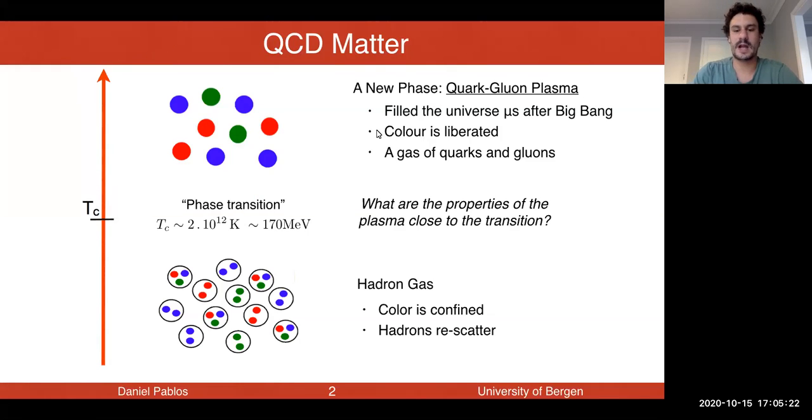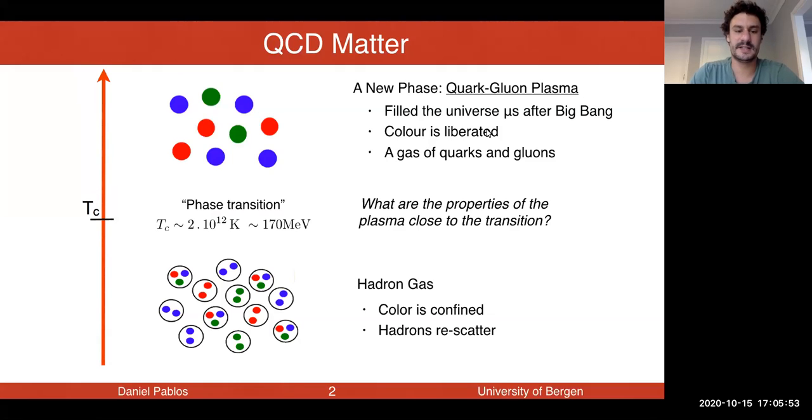At low temperatures, we have a hadron gas where color is confined and hadrons rescatter. At very high temperatures, we know that a new phase of matter has to appear, which is the quark-gluon plasma, which filled the universe at the beginning, right after the Big Bang. Color is liberated, and at very high temperatures, it has to behave like a gas of quarks and gluons, given the running of the coupling, asymptotic freedom in QCD.